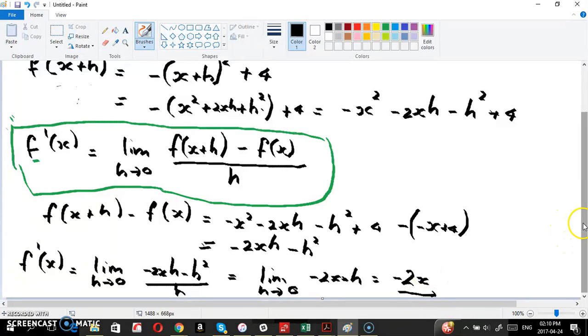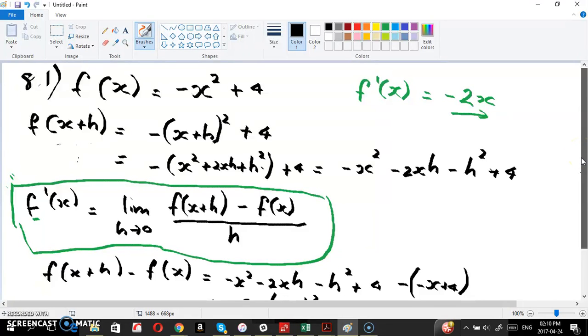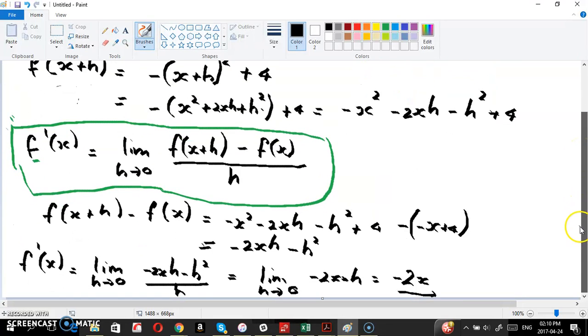And what you'll notice is that answer corresponds to what we worked out in the green at first. So that's how you would do it.